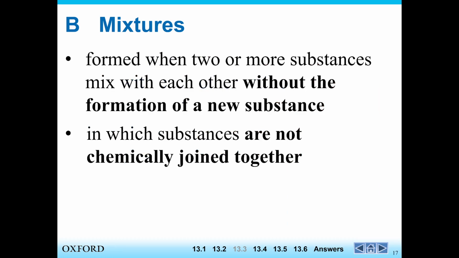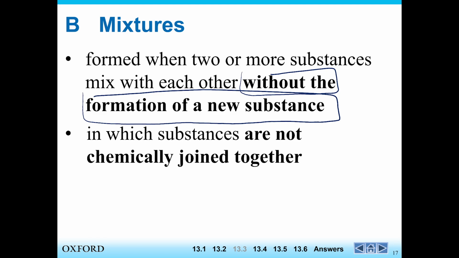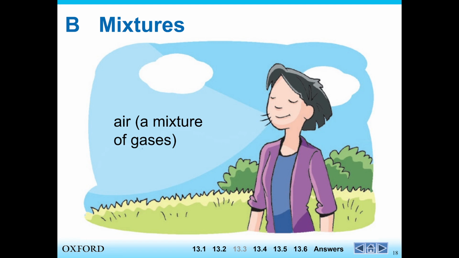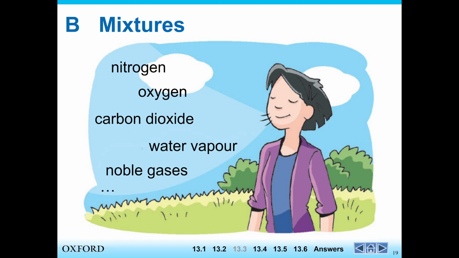So mixtures are formed when two or more substances mix together without forming anything new, without the formation of a new substance. And as I said, they're not chemically joined together. There's no chemical reaction. So some examples of mixtures are air. In air, you have nitrogen, oxygen, carbon dioxide, water vapor, and noble gases.